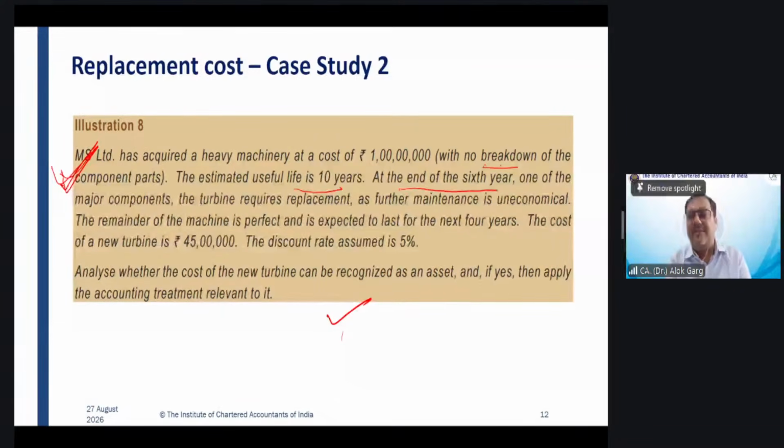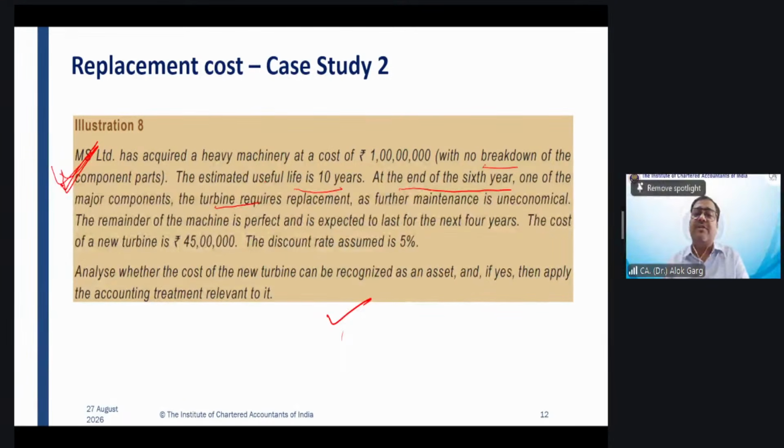At the end of the 6th year, one of the major components, the turbine, requires replacement. This turbine is a major component of the machinery. It requires replacement as further maintenance is uneconomical, so further maintenance cannot be done on this machinery. So this turbine requires replacement.